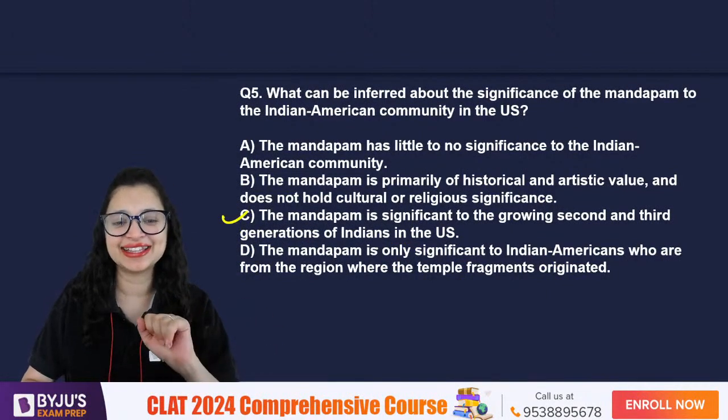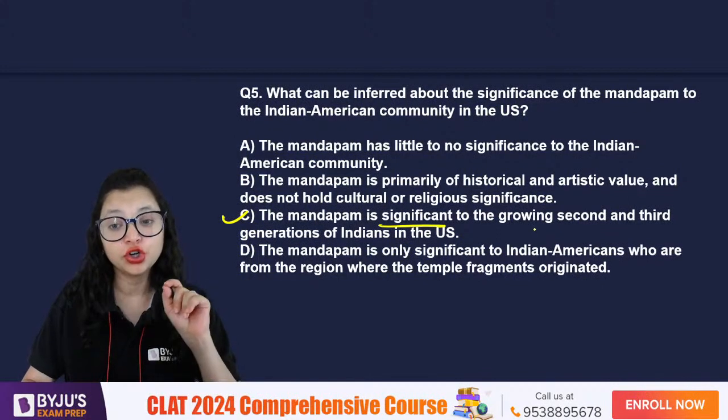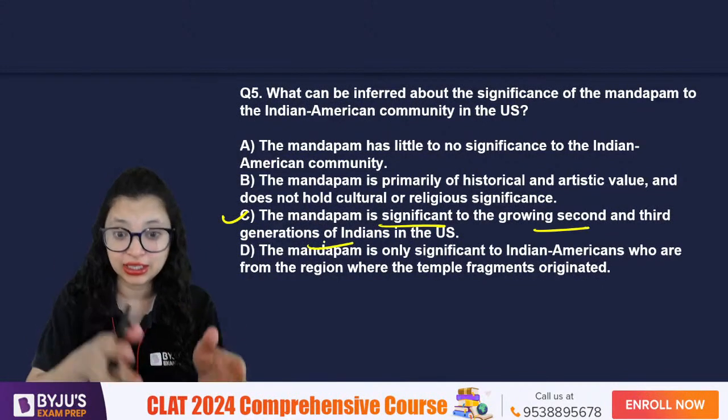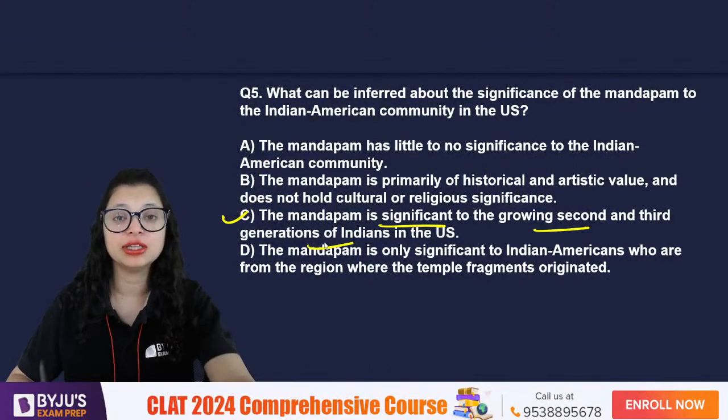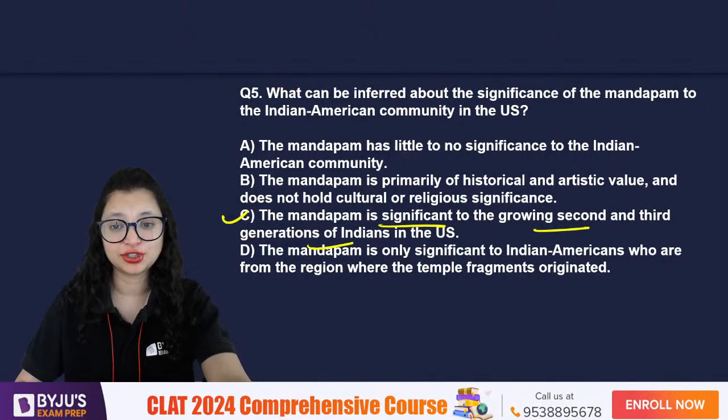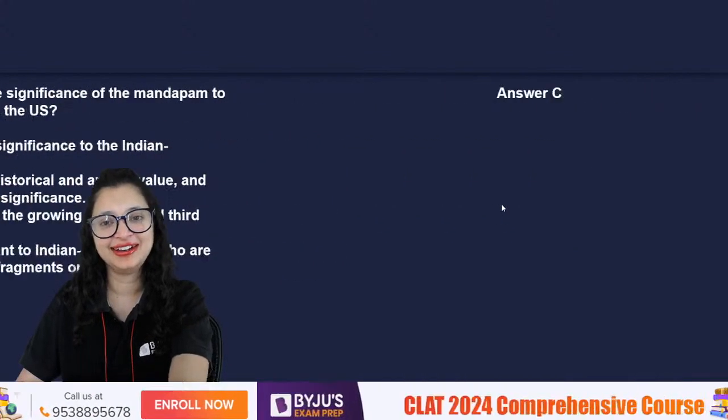C is our answer that says the Mandapam is significant to the growing second and third generation in India and in the US as well. It's very important. It's your cultural heritage. So, yeah, C is your correct answer.